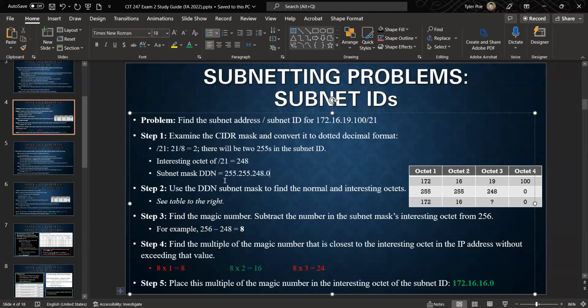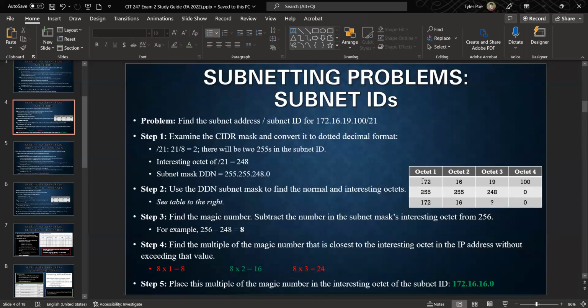So our subnet mask in dot decimal notation is 255.255.248.0. Now we use the dot decimal notation subnet mask to find the normal and interesting octets. I made a little table here. So I wrote down the IP address, wrote down the subnet mask. Now note how when there's a 255, we just carry over that number from the IP address over to our subnet mask, or subnet ID, excuse me.